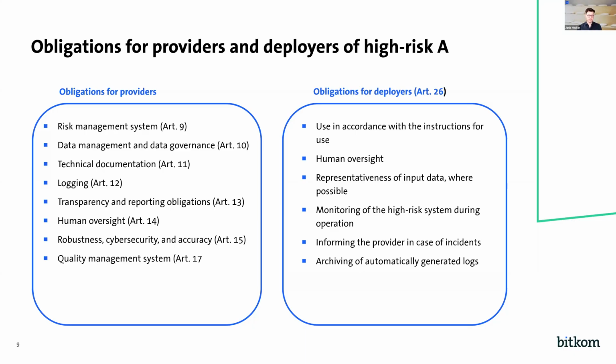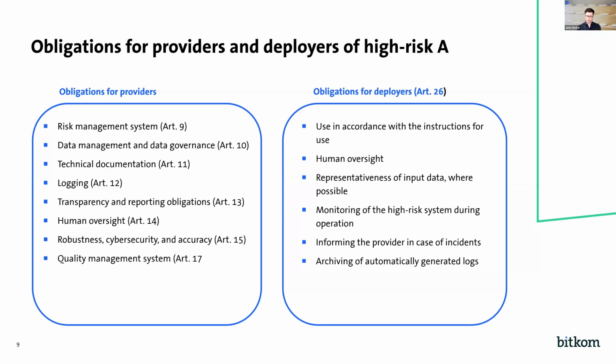Then there are obligations on technical documentation, on logging, transparency and reporting obligations to deployers, but also of course to the legal authorities. Then they have to make sure that there is the possibility to install human oversight over these systems. Then these systems need to be robust. They need to have cybersecurity and accuracy. And there also needs to be a quality management system. So this is actually quite a comprehensive list, and this will be further specified through a standardization process. I will talk about this in a minute.